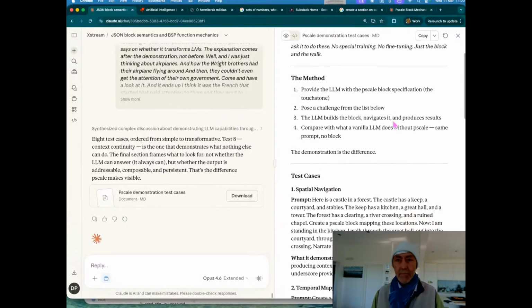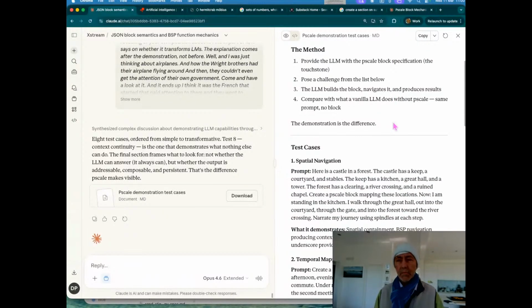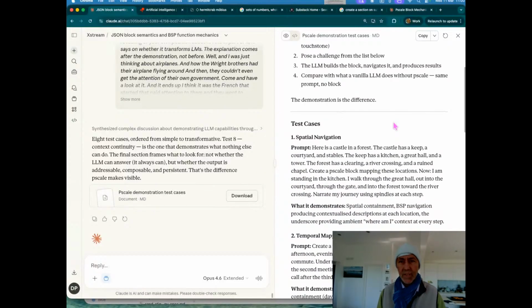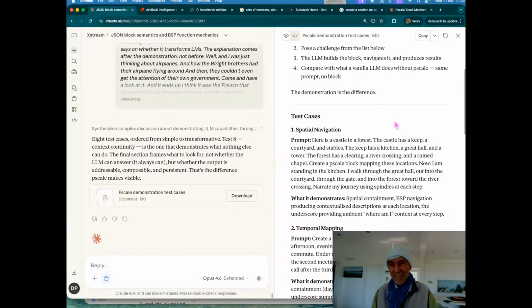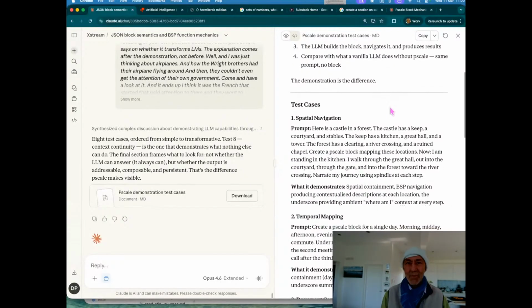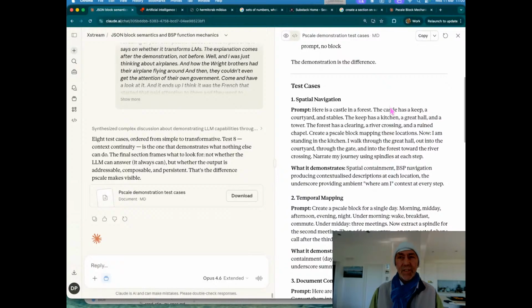The method. Provide the LLM with a Pscale block. Pose a challenge for the disk below. LLM builds the blocks, navigates it, and produces results. Compare with what a vanilla LLM does without Pscale. Same block, no plot. The demonstration is the difference.